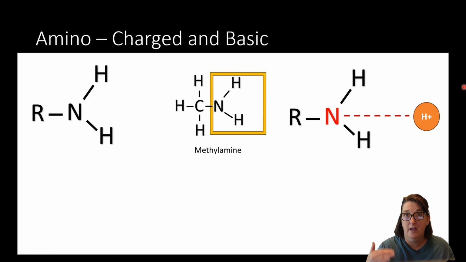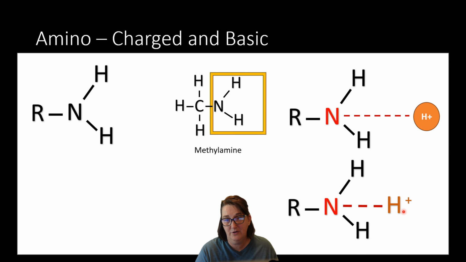7 is neutral. Again, watch the pH video if you don't understand pH. The closer I get to 0, the more acidic, the more hydrogen protons are there. The closer I get to 7, the less hydrogen protons, and then above it I have more hydroxyls, the OHs, and I'm going to have a lot less hydrogen protons there.